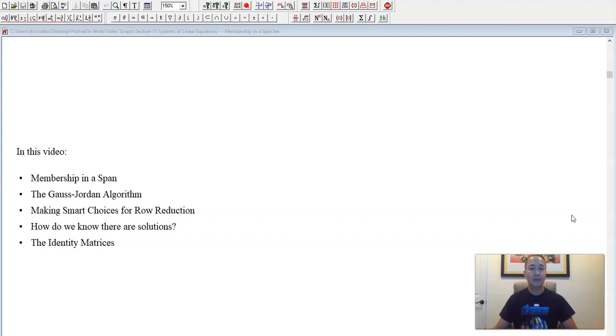We will learn how to choose row operations wisely so that you can avoid fractions and make things simpler for you, if that's possible. We are going to ask, well, are there always solutions to a system of linear equations? And how do we know when there are solutions or when there are no solutions? And finally, we will look at a special family of matrices called identity matrices. And when these matrices show up in your REF, then something special is going to happen. So let's get to it with the first topic.